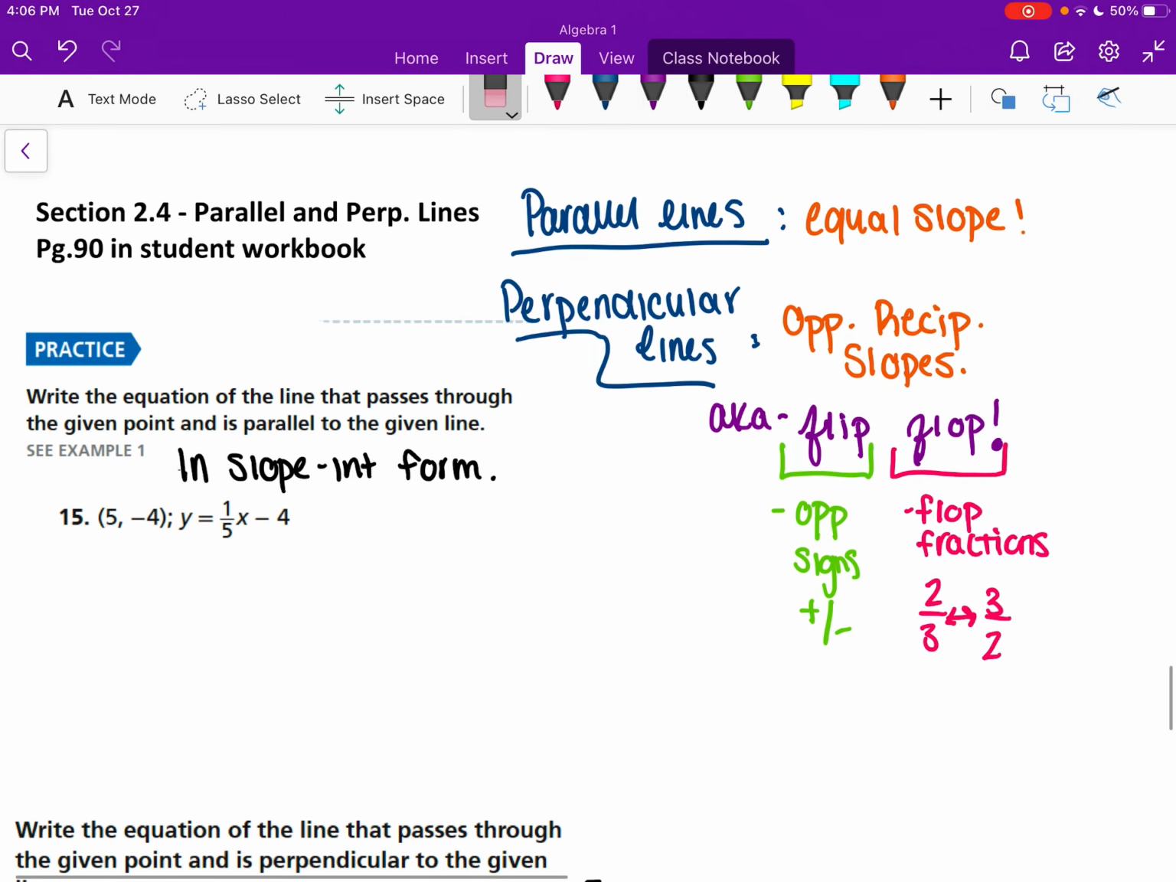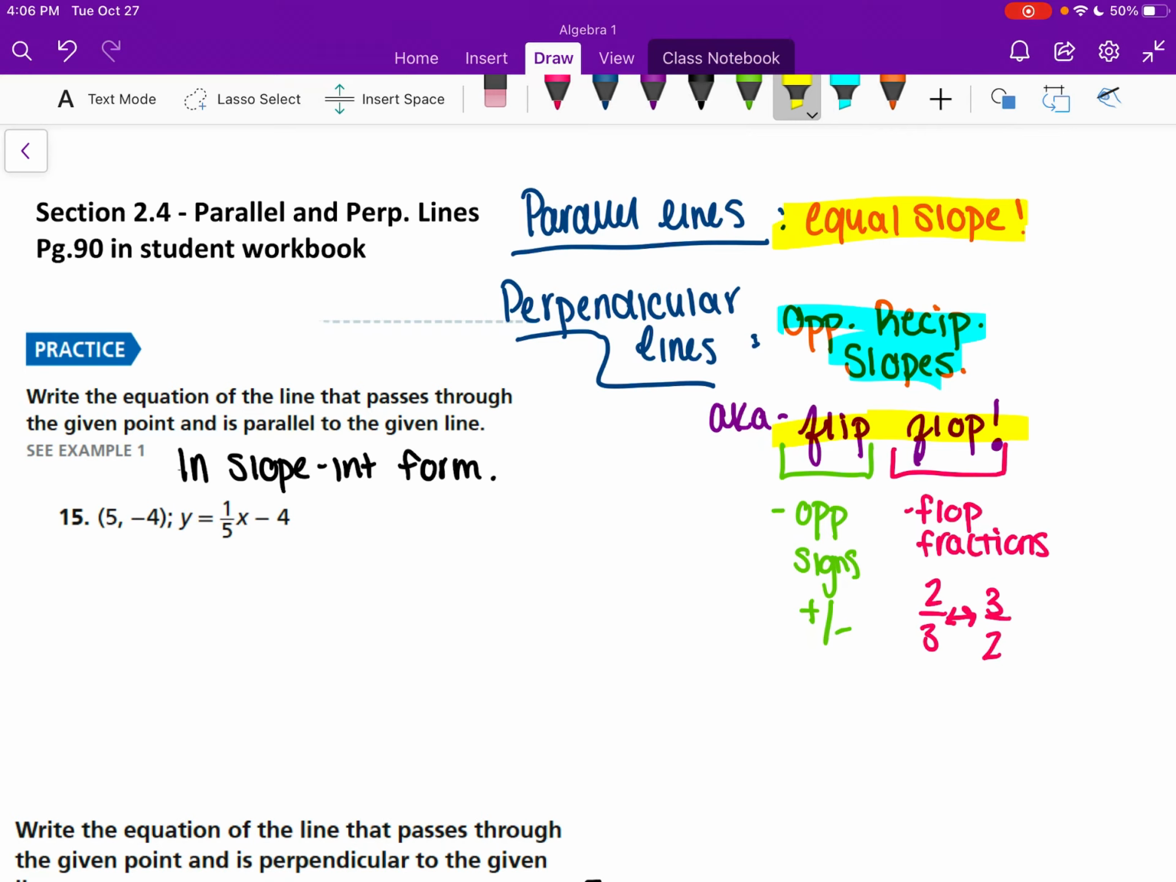The next section that we learned was section 2.4, parallel and perpendicular lines. We learned that parallel lines have equal slopes, 100% the same number. Perpendicular lines had what we called opposite reciprocal slopes. And in short, we used the phrase a flip-flop, which means that they have opposite signs and a different fraction.